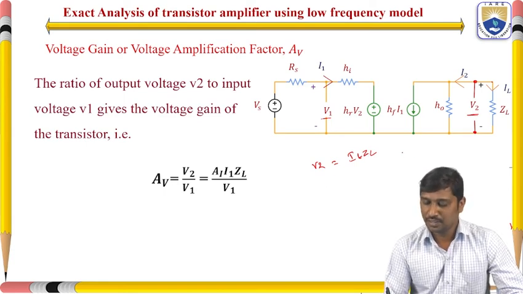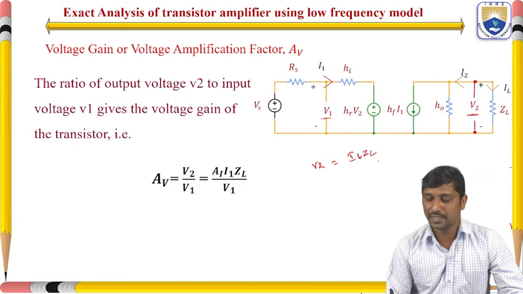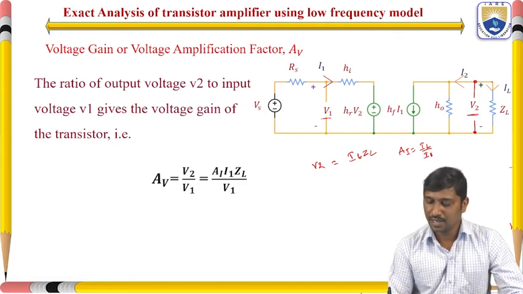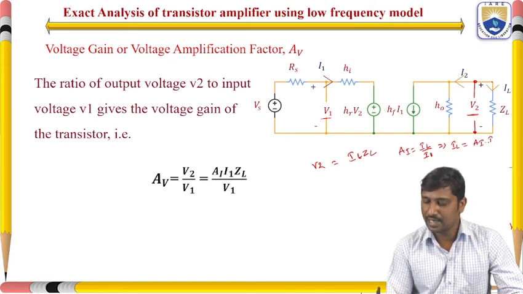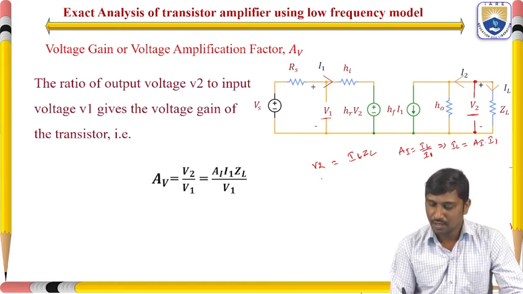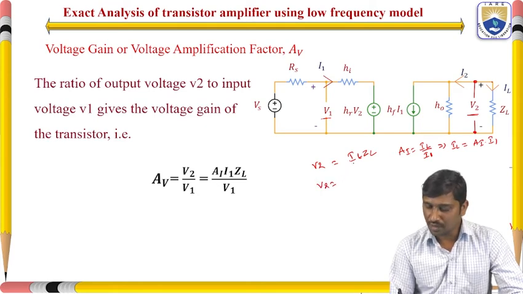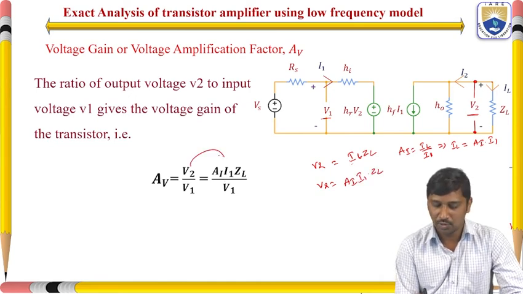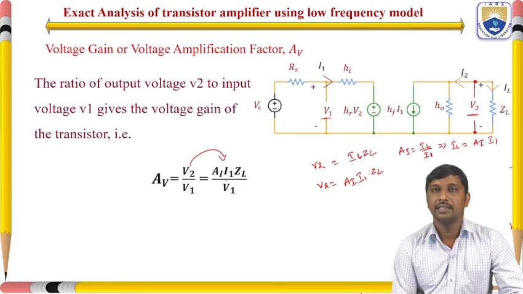And again, if you want to represent it in terms of the gain parameter, we know that AI is represented as the ratio of output current to the input current, IL by I1. From this relation, the load current IL is represented as AI times I1. Hence, V2 becomes AI times I1 times ZL. So V2 is represented as AI times I1 times ZL, divided by V1.